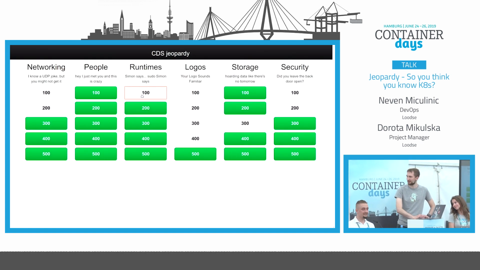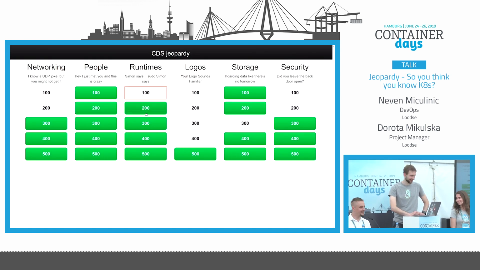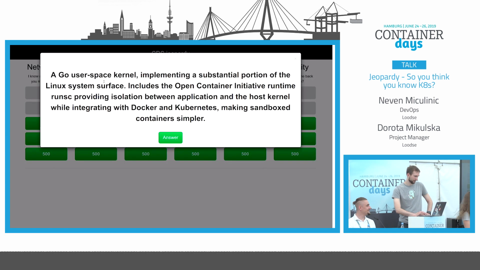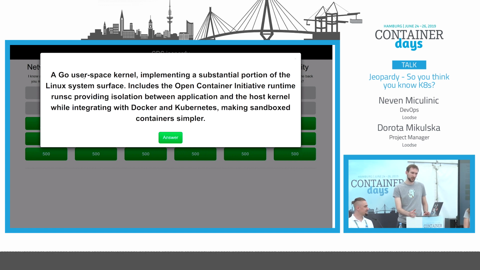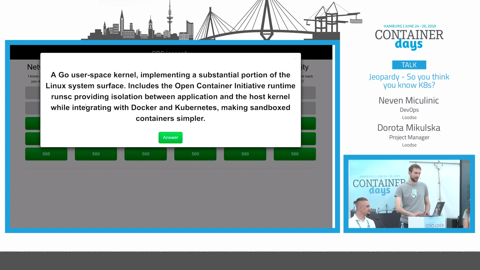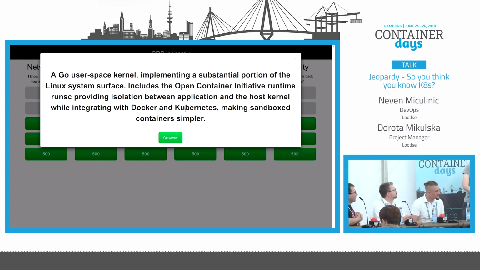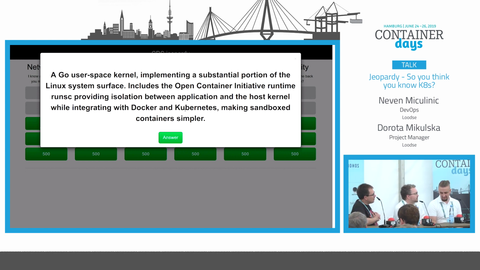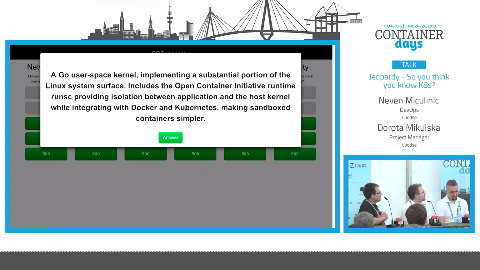Runtimes 200. A Go user space kernel that implements a substantial portion of the Linux system surface, includes an Open Container Initiative runtime, runsc, providing isolation between applications and the host kernel, while integrated with Docker and Kubernetes, making sandbox containers simpler. What is cgroups? No. What is containerd? No, that's CRI.